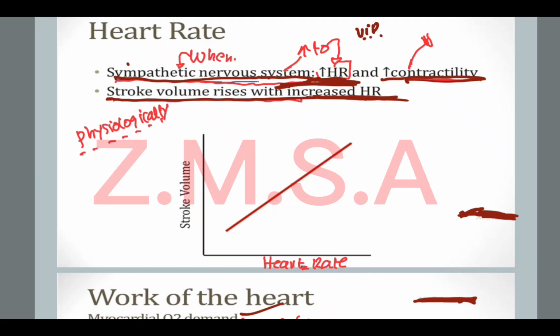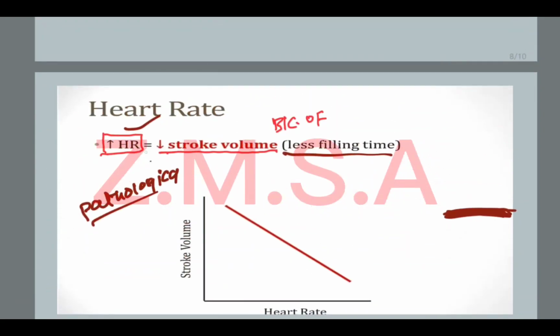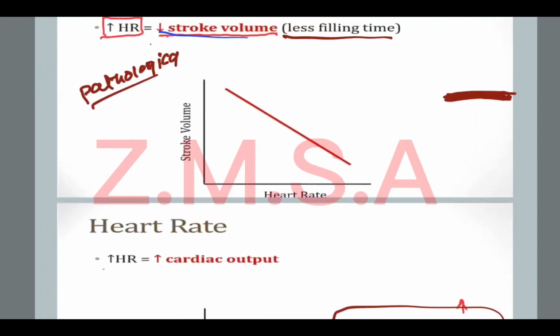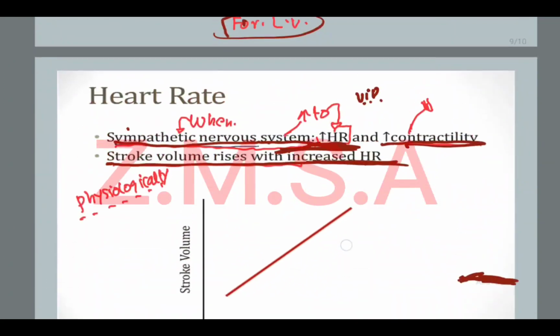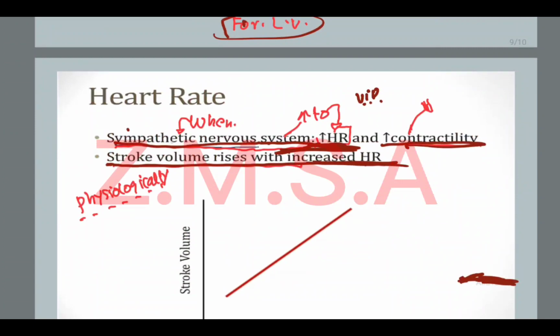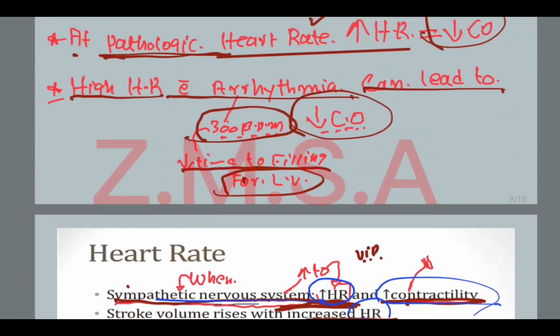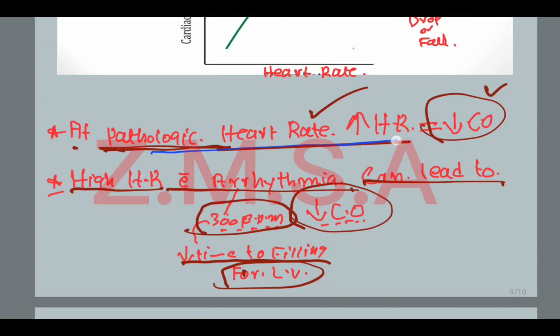Heart rate increase decreases stroke volume, yet heart rate increase increases cardiac output. What is this? Here is an important concept. When the sympathetic nervous system physiologically increases the heart rate, it also increases the contractility, and stroke volume rises with the increased heart rate. That is physiologically.